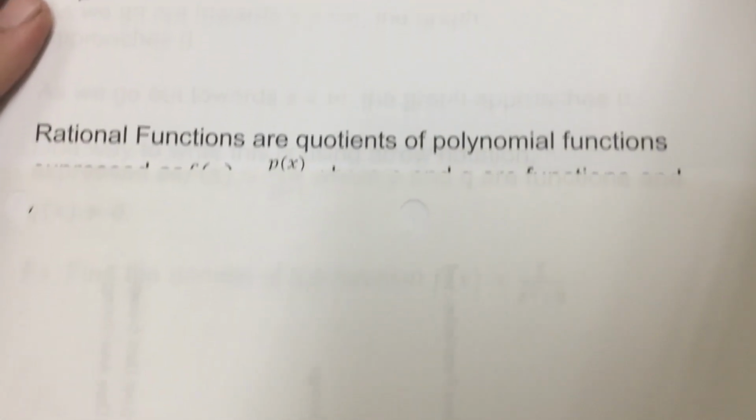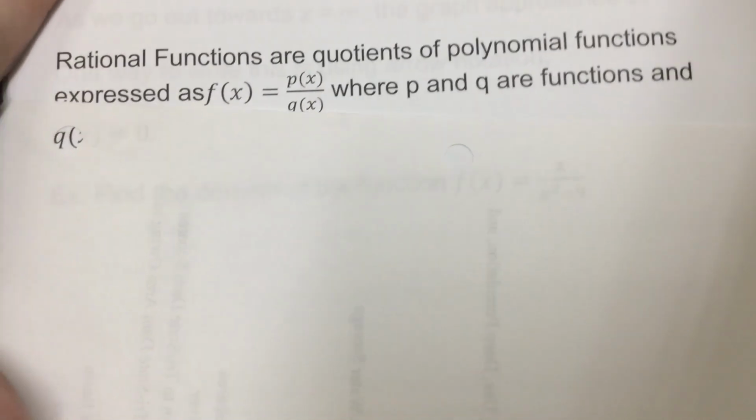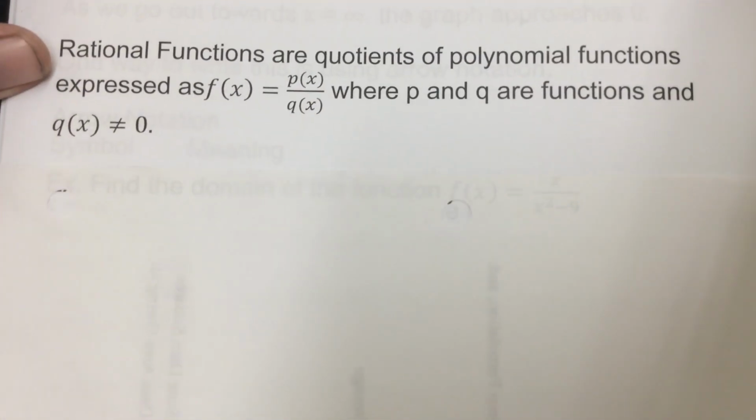Now, rational functions are going to be functions where we have a polynomial over a polynomial. So they're in a fraction form. So variables on top, variables on the bottom. Now, the main thing here is we can't let the bottom be 0. Because anything equal to 0 on the bottom, we can't divide by 0, that's bad. So keep that in mind.